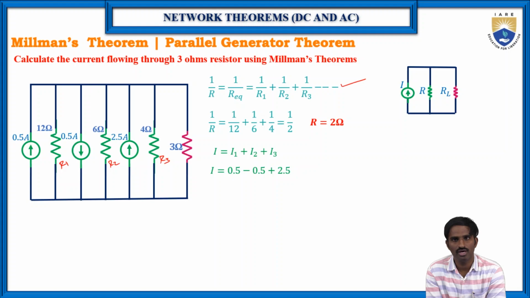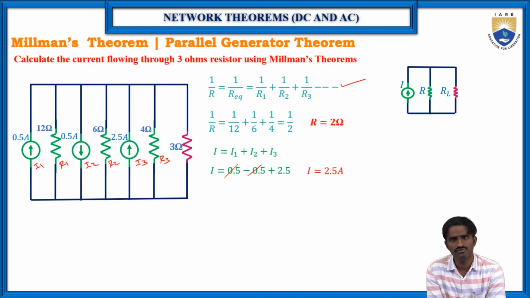Now find the I value. Let us consider here I1, here I2 and here I3. The directions of the currents I1 and I3 are the same, but I2 is opposite to I1 and I3. So I1 and I3 are positive currents, and I2 let us consider a negative current. So I is equal to 0.5 minus I2, which is 0.5, plus I3, which is 2.5. So 0.5 gets cancelled. Then I is equal to 2.5 amperes.